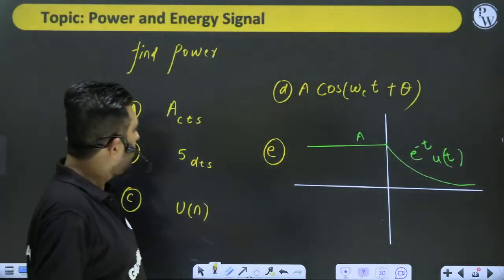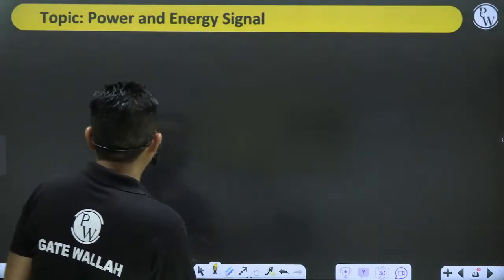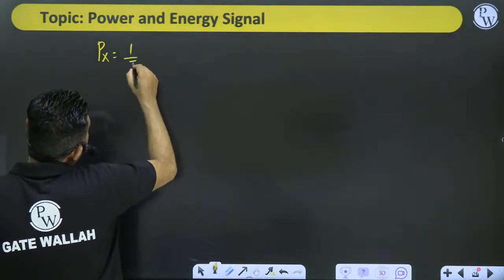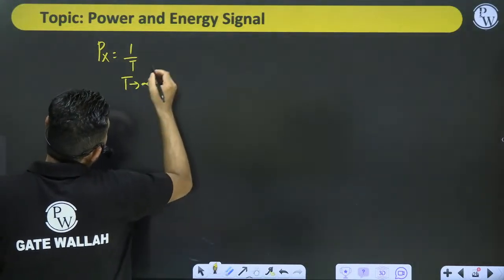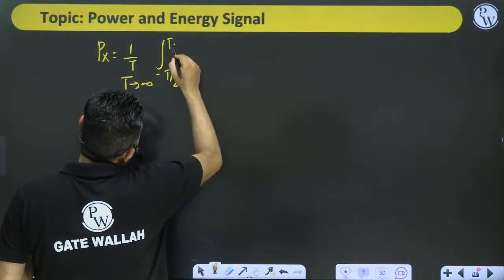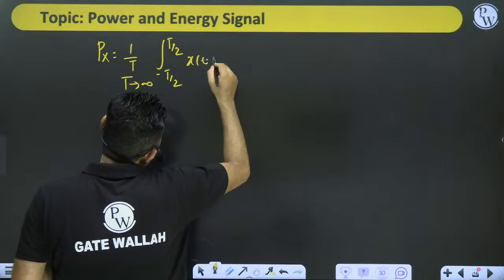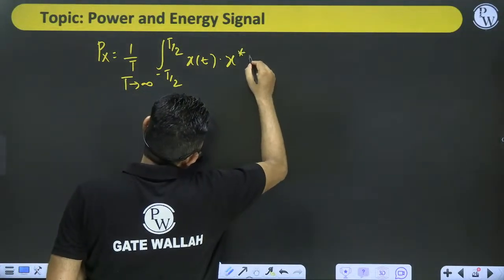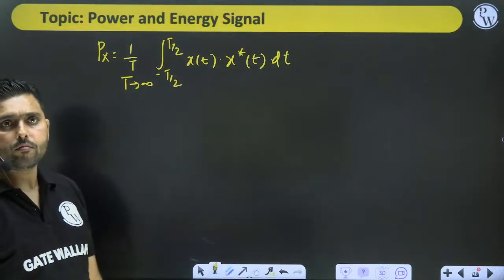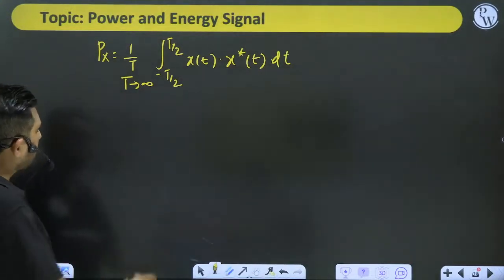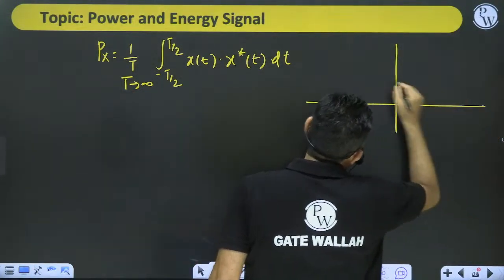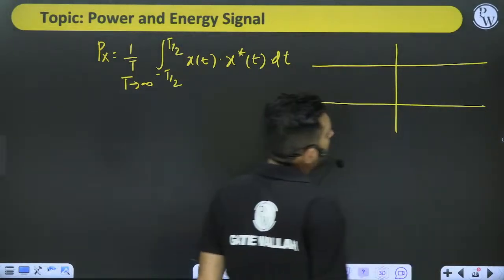Okay. You know that power can be represented by P_x equals limit T tends to infinity of 1 over T, integral from minus T by 2 to T by 2 of x(t) into x conjugate of t dt. This is what the power is. So let's talk about A. A in CTS, how will you write A? A is this one. See?